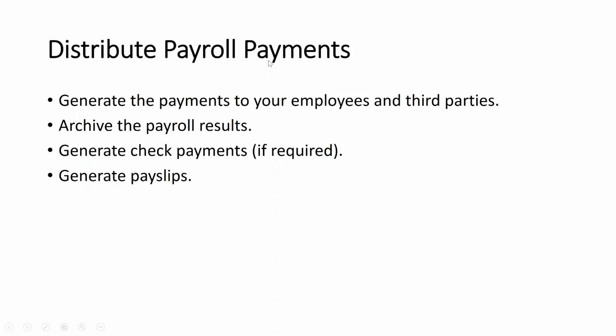So distribute payroll payment consists of all these processes: generate the payment to your third parties, that is the prepayment, then archive the payroll results, generate the check payments if required, and then generate the payslip. So the generate payslip process actually takes data from the archive payroll results process.